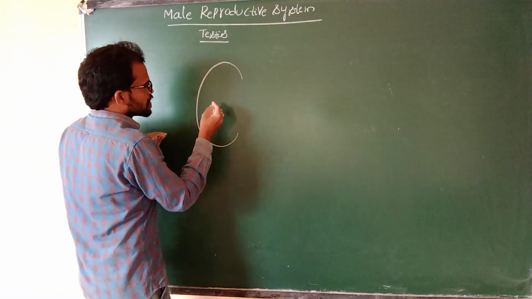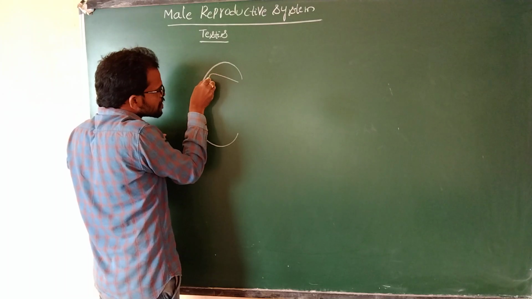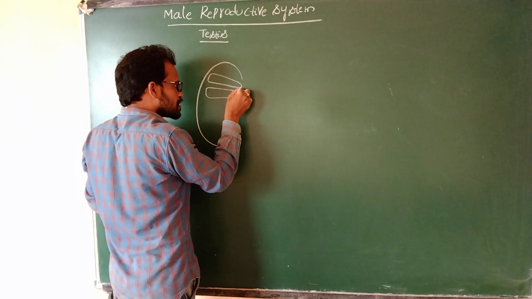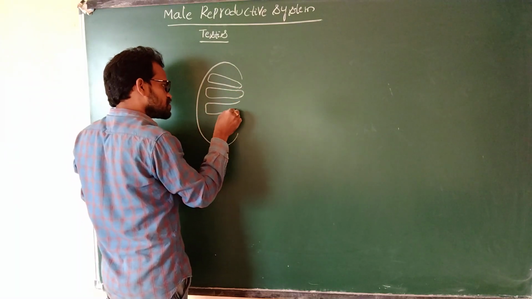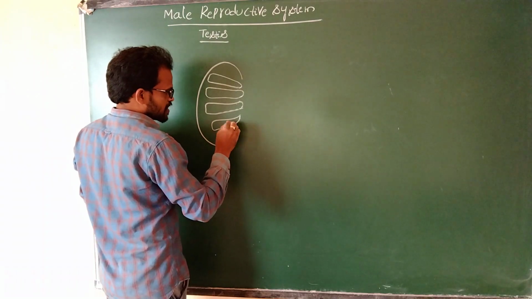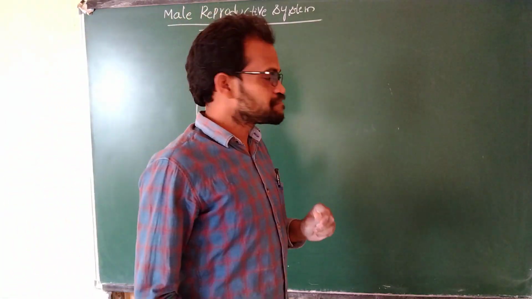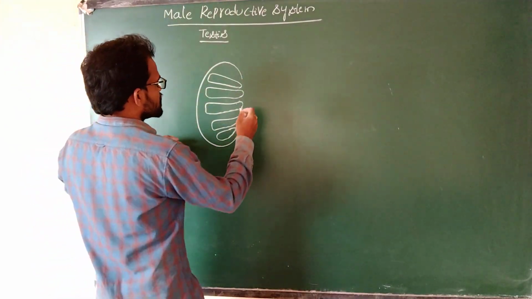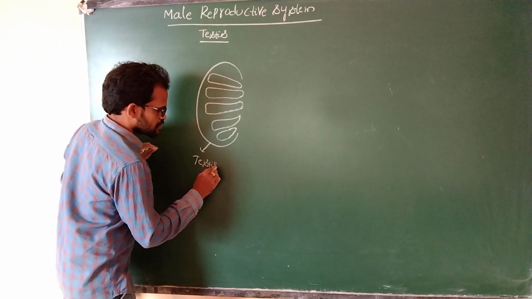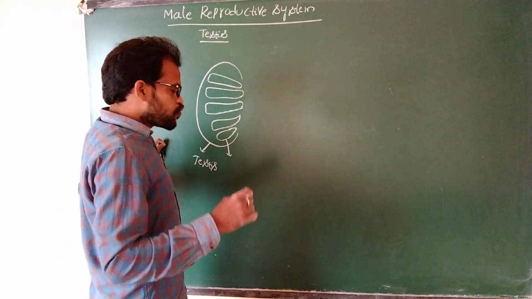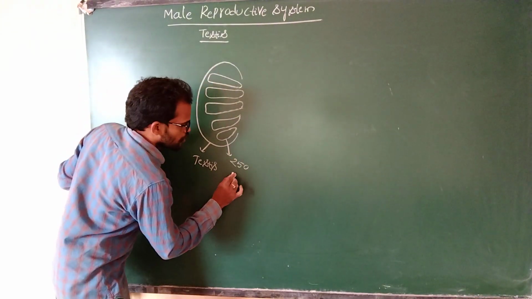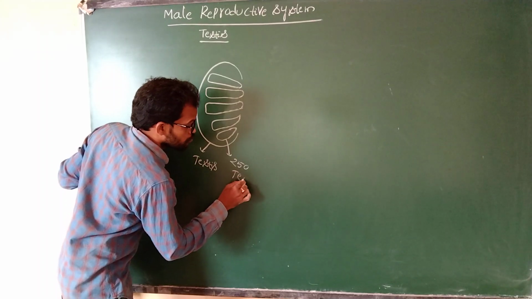The internal compartment of the testis. The transverse section of this internal section indicates the testis, which has 250 compartments. Each testis consists of 250 testicular lobules.